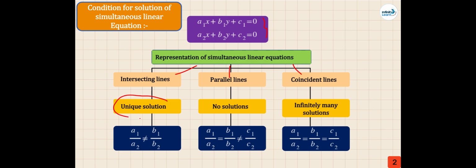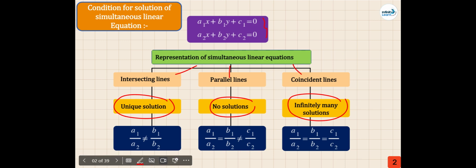For intersecting lines, it has unique solution. For parallel lines, it has no solution. For coincident line, it has infinitely many solution. Now, how to check? a1 upon a2 is not equals to b1 upon b2. A1 upon a2 is equals to b1 upon b2 is not equals to c1 upon c2 for parallel lines, and in coincident line a1 upon a2 is equals to b1 upon b2 is equals to c1 upon c2. Clear?